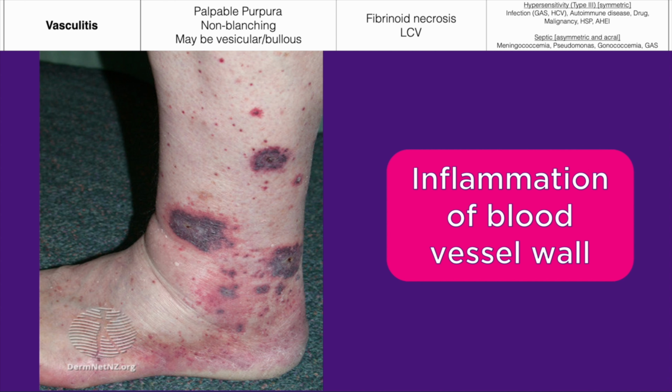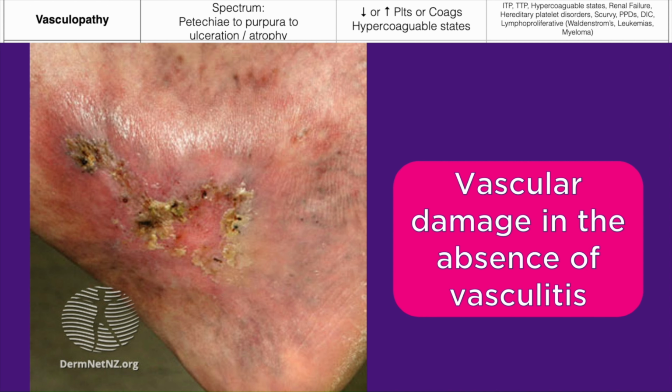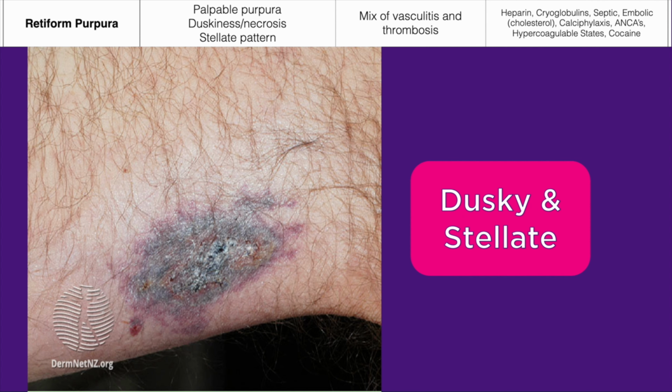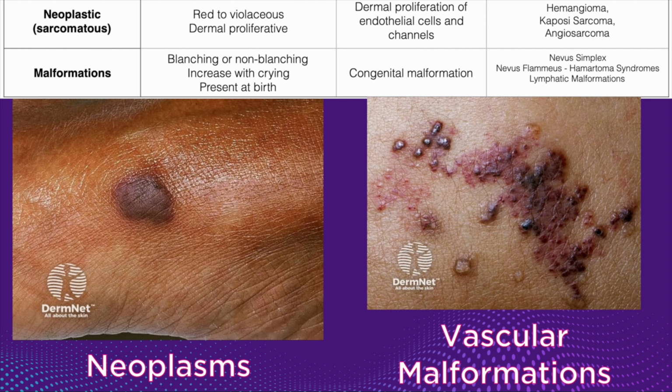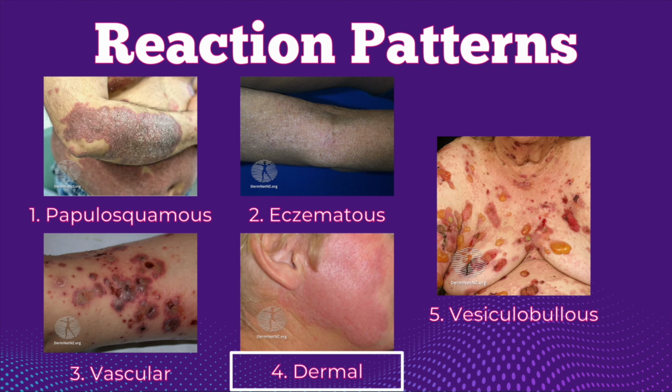5, vasculitis, which refers to inflammation of the blood vessel wall. 6, vasculopathy, which refers to vascular damage in the absence of vasculitis. 7, retiform purpura, which take on a dusky stellate pattern. And 8, vascular growths, including neoplasms and vascular malformations. All right, so that covers papulosquamous, eczematous, and vascular disorders.